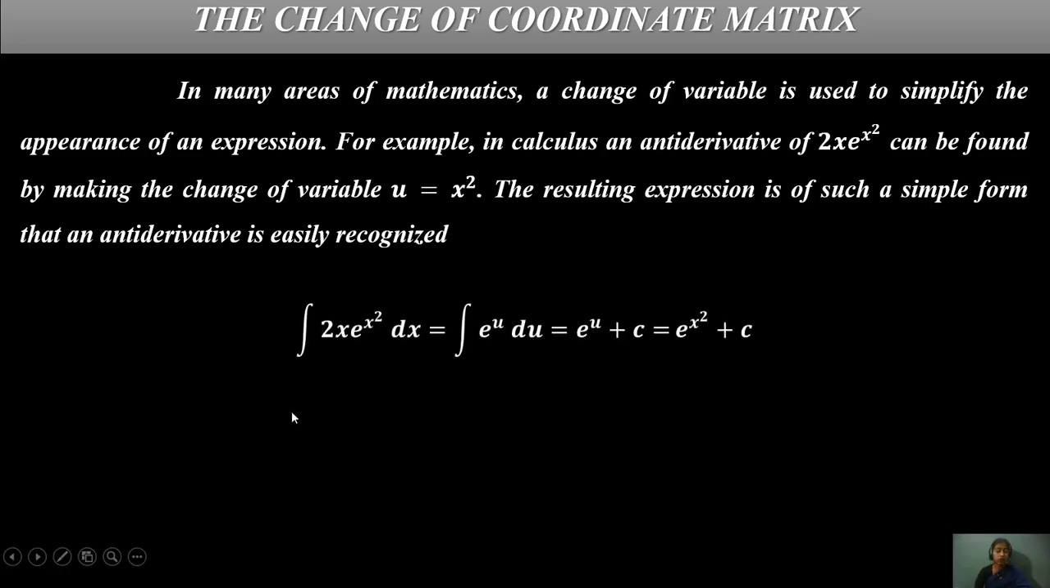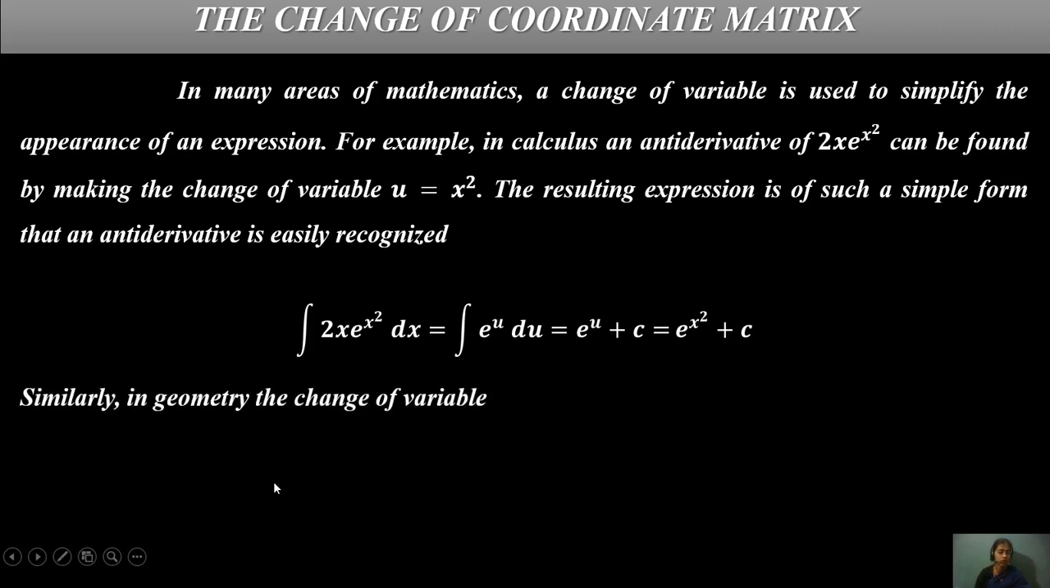Suppose we have the integral of 2x e to the power x square dx. If we put x square equals u, then all the values change to the form of this equation: the integral of e to the power u du equals e to the power u plus c, which equals e to the power x square plus c, because e to the power u equals e to the power x square.